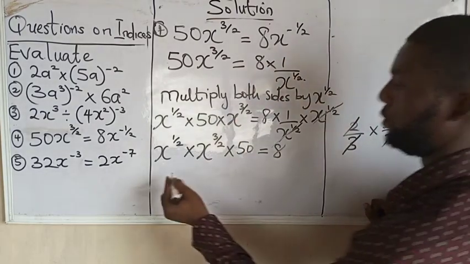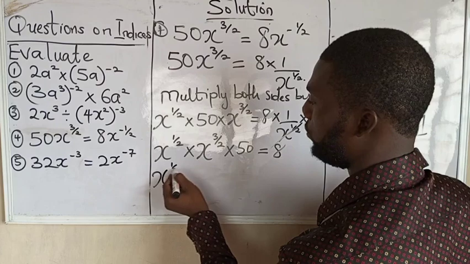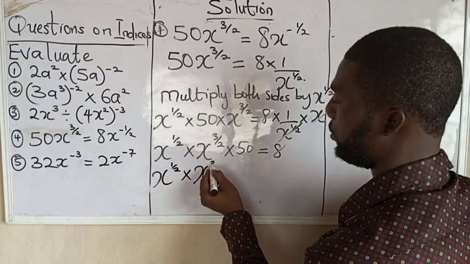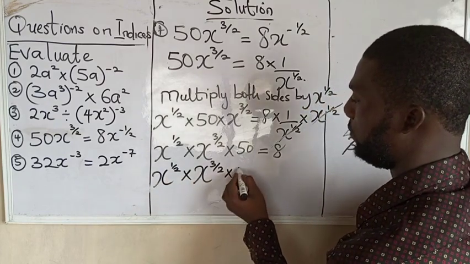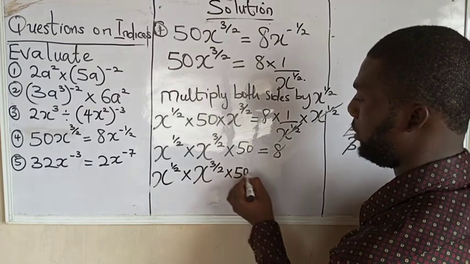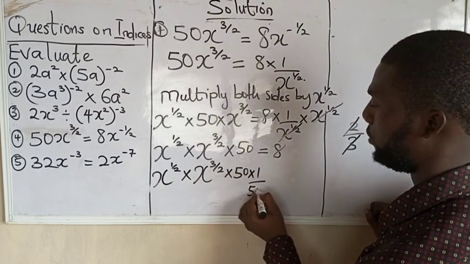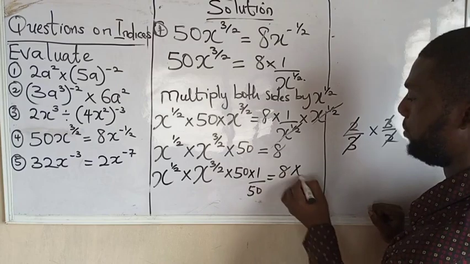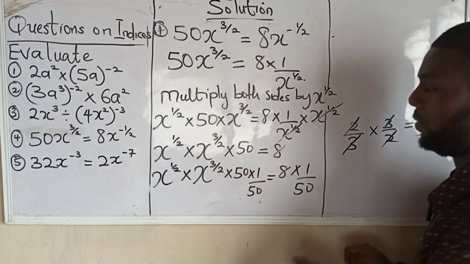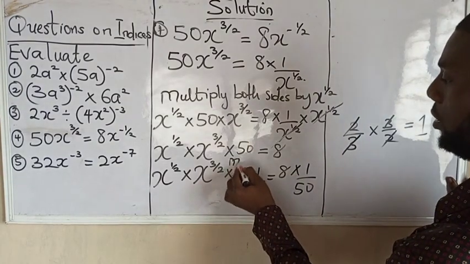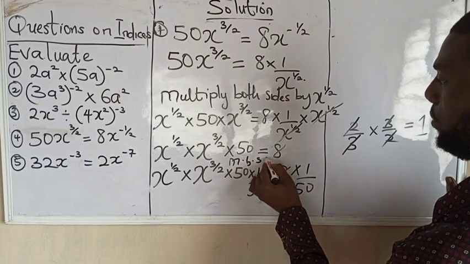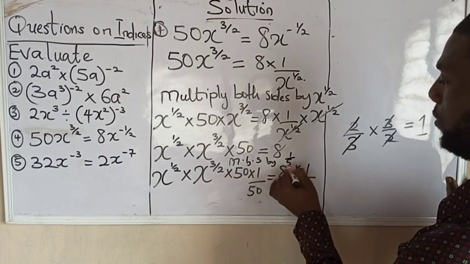So how do we make it? It's going to be x raised to power 1 over 2 times x raised to power 3 over 2 times 50 times 1 over 50 equals 8 times 1 over 50. That is, I've multiplied both sides by 1 over 50.